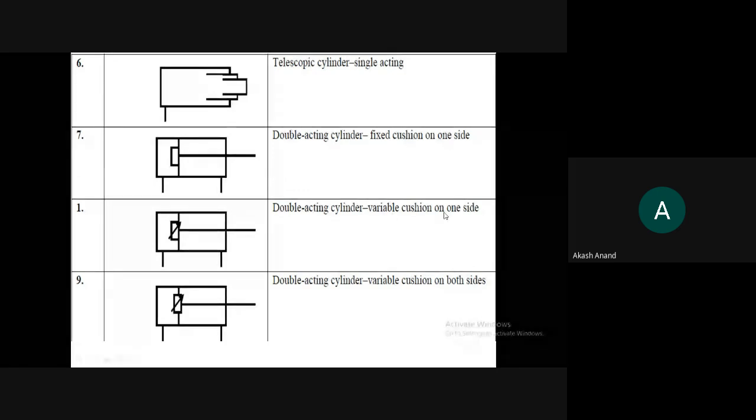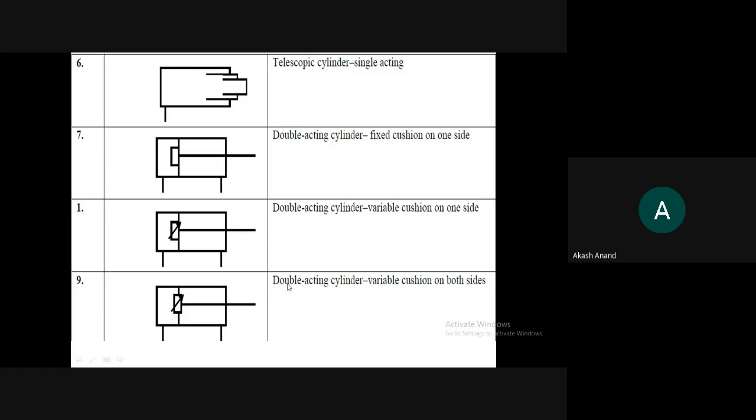Coming on to the ninth one, a double acting cylinder with a variable cushion on both sides. You can see here that the cushion is placed at both sides of the piston, and it is also variable.